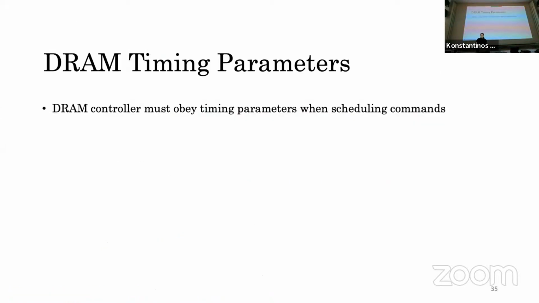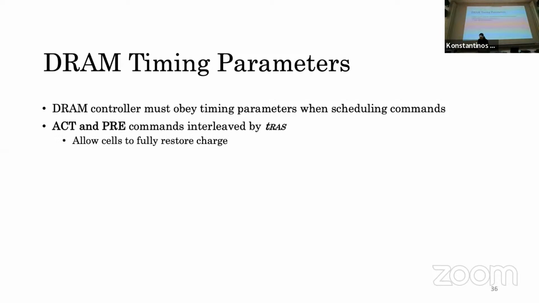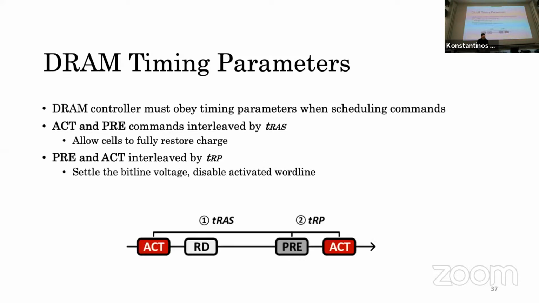Now, in order for all of this to work properly, the memory controller needs to obey specific timing parameters when issuing commands to DRAM. I'm quickly going to cover two timing parameters that are specifically relevant to QUAC. Firstly, activate and precharge commands must be interleaved by tRAS. This is basically the time that a cell needs to restore its charge. Precharge and activate commands must be interleaved by tRP. This is the time it takes to settle the bitline voltage back to half VDD and disable the activated word line.